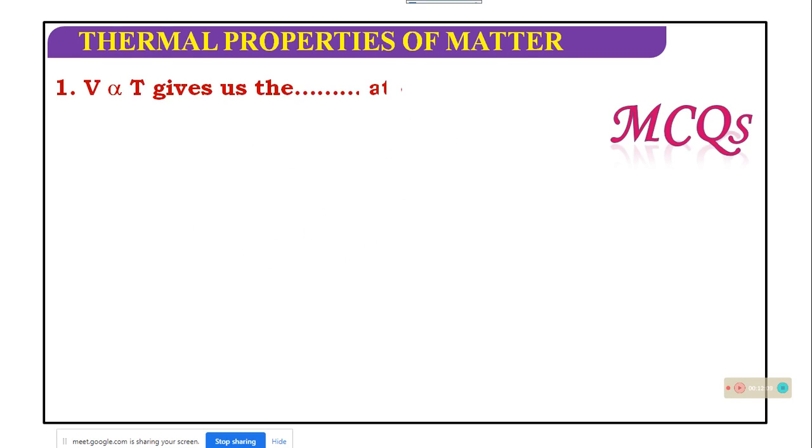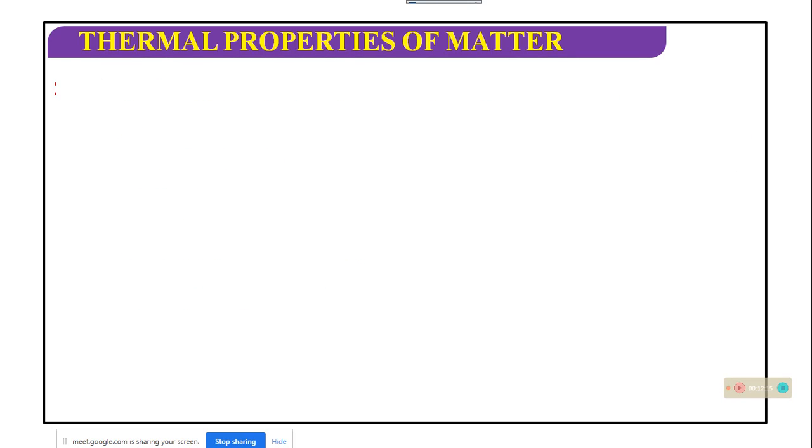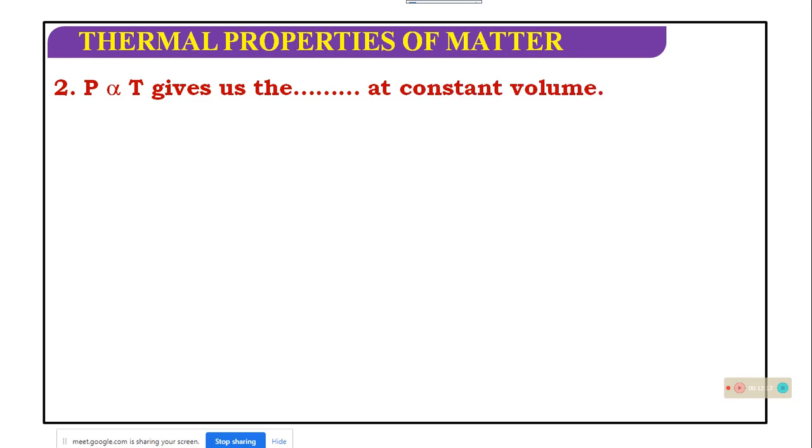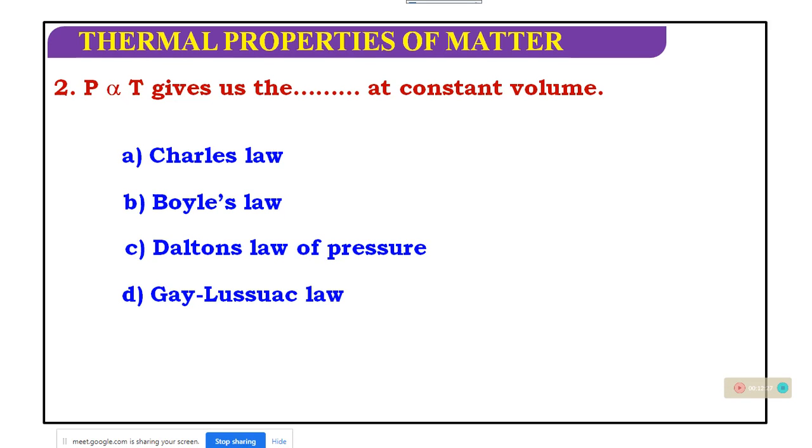MCQ. V proportional to T at constant pressure gives which law? It will be Charles law. P proportional to T gives us dash at constant volume. Which one: Charles law, Boyle's law, Dalton's law of pressures, Lucas law? Charles law.